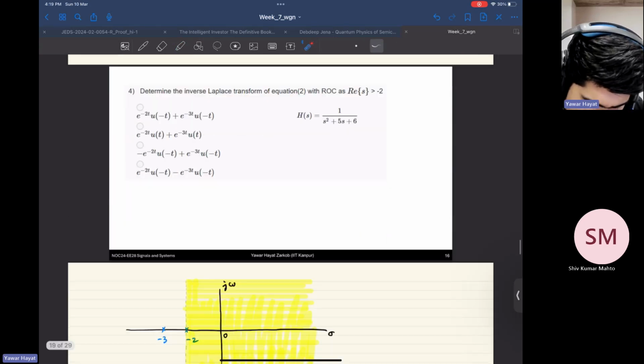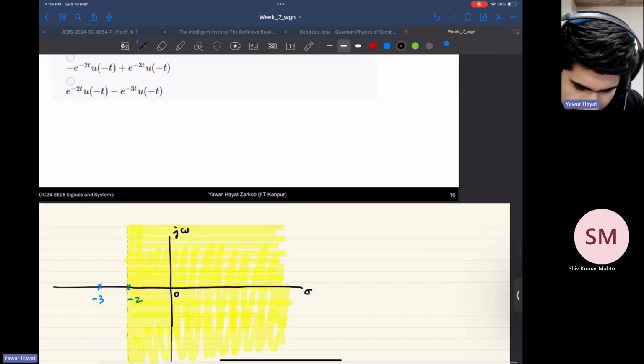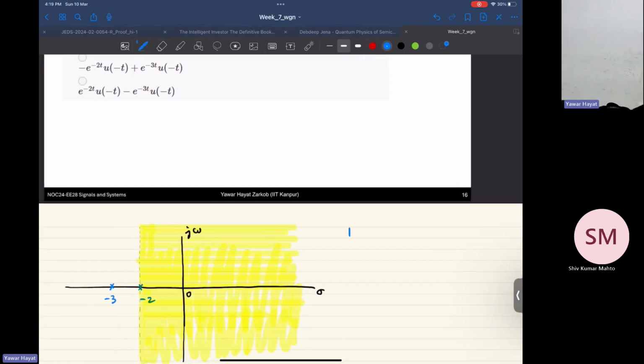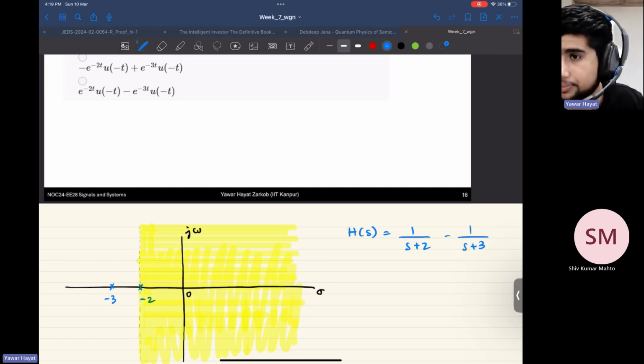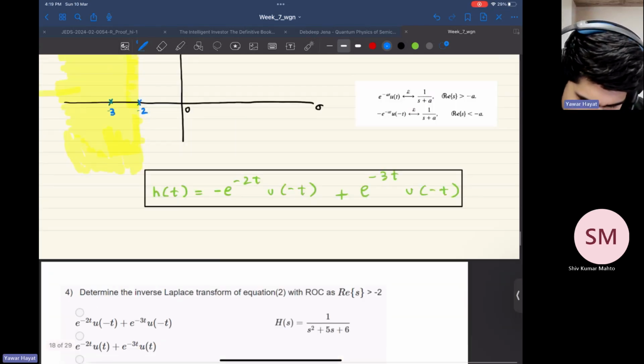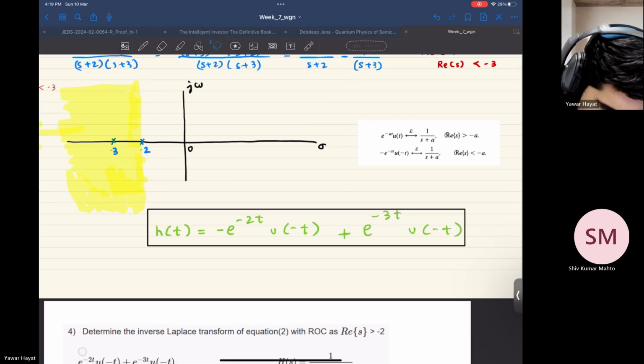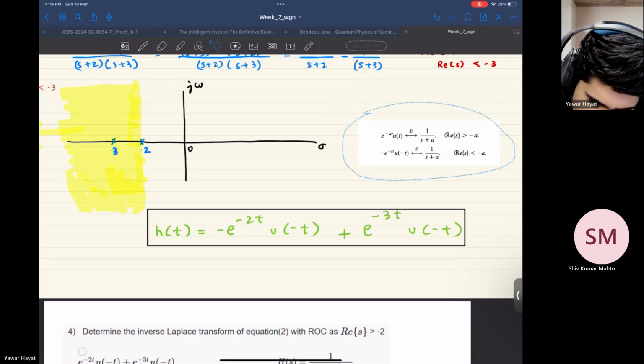I'll first write this result as well. The ROC is not necessarily convergence. So I have H of S given by 1 by S plus 2 minus 1 by S plus 3, right? And also this particular.